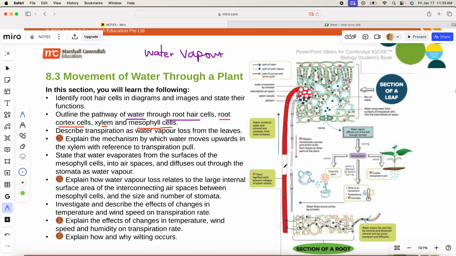Through the stomata. Because this is an exam question: the water vapor will diffuse out of the leaf through where? Through this place, which is called the stomata. These stomata are fixed in position by what? With guard cells, 2 guard cells.